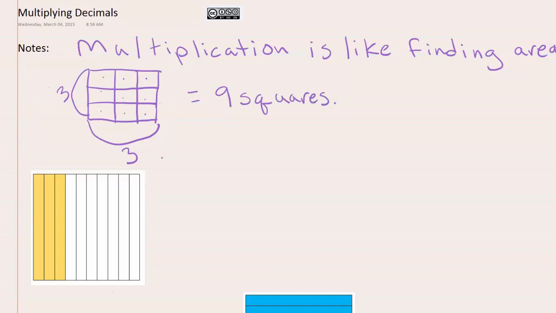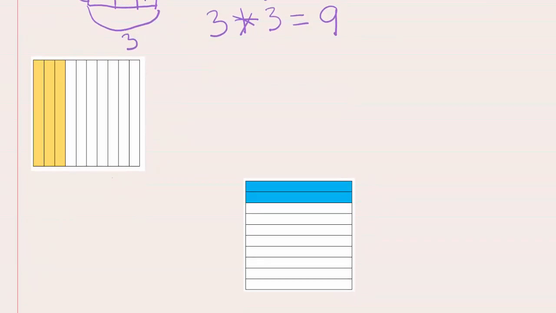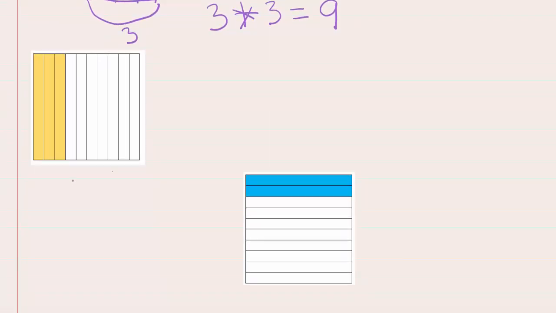And that is exactly the same as doing 3 times 3 equals 9. So remember that we're trying to use different symbols for multiplication, like this asterisk right here. So when you see 3 star 3, that means 3 times 3 equals 9. So now let's go ahead and actually think about how this would work with decimals.